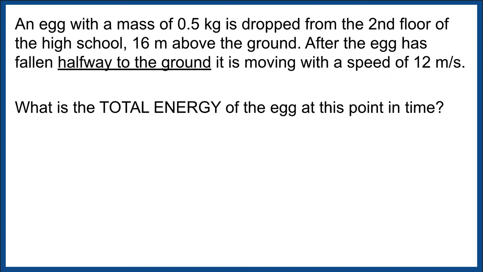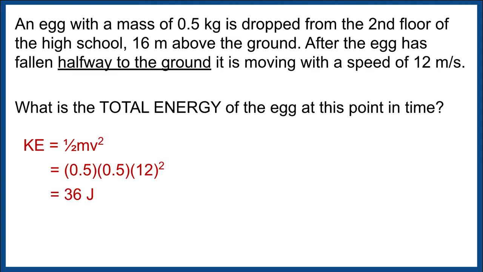So imagine dropping an egg off the top of the school, which is about 16 meters above the ground. Let's say that we measure that halfway to the ground, the egg is moving at 12 meters per second. We can figure out how much total energy the egg has at this time. We'll first look at kinetic energy. So that's 1/2 m times our speed squared. There's a 1/2 in here from the formula, which we can replace with 0.5. And there's a 0.5 for the mass. And then our speed is 12. Got to make sure we square that value of speed, and we end up getting 36 joules.